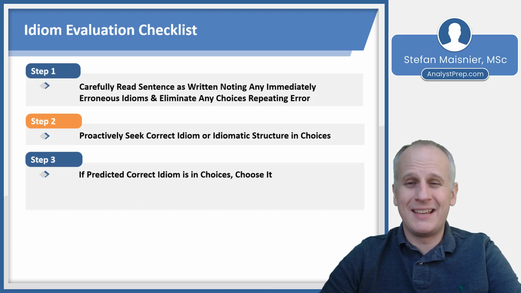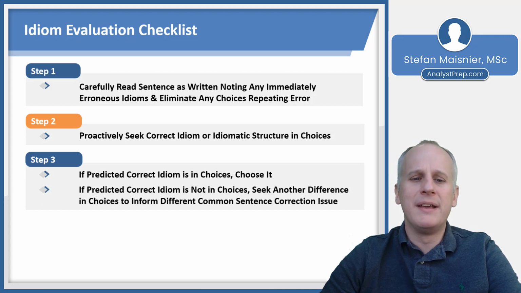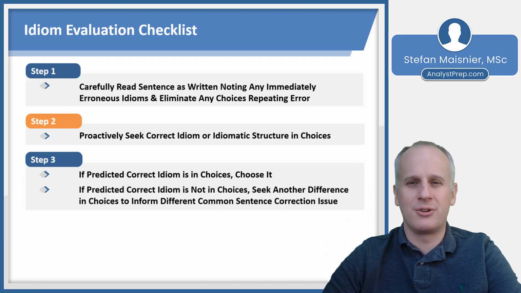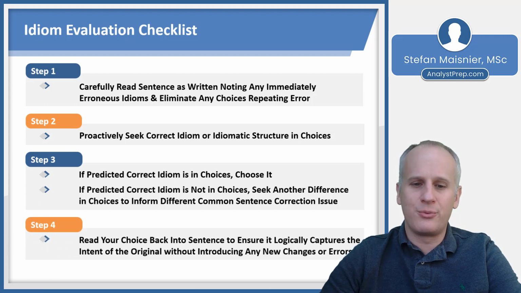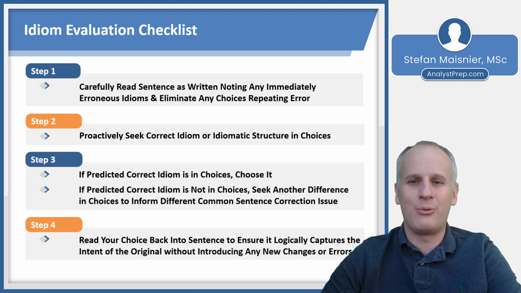That's probably it. Idioms are almost like, I'll use the term cheat code here, but kind of a shortcut. Because if you recognize an idiomatic structure, like with whether versus it, you might be able to go there a little bit faster. But if your predicted correct idiom is not in the choices, go find a different issue, because you're probably misremembering an idiomatic rule or, honestly, you've kind of conjured one up on your own. Go look for other issues. And then, as always, read your choice back into the sentence to ensure that it logically captures the intent of the original without introducing any new changes or errors in that original sentence.